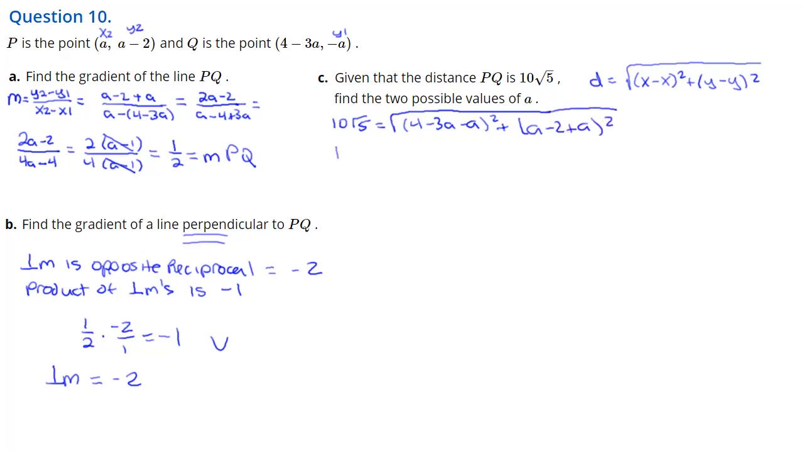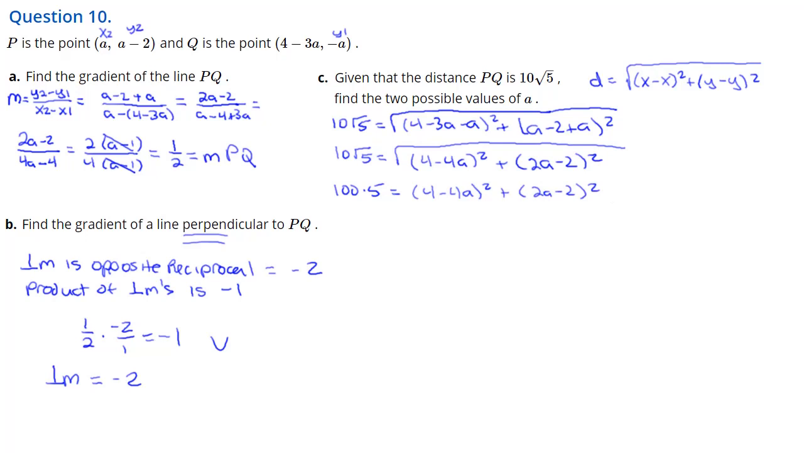So now all I have to do is simplify. 10 square root of 5 is going to equal, negative 3A minus A, so that's going to be 4 minus 4A squared. And then here I'm going to have an A and an A, so that's going to be 2A minus 2, and that's still squared. Now to get rid of the square root sign, I'm going to square both sides, and that's going to keep the inside the same. Now I've just got to expand, so this is going to end up being 16 minus 32A plus 16A squared, and this is going to be 4A squared minus 8A plus 4.